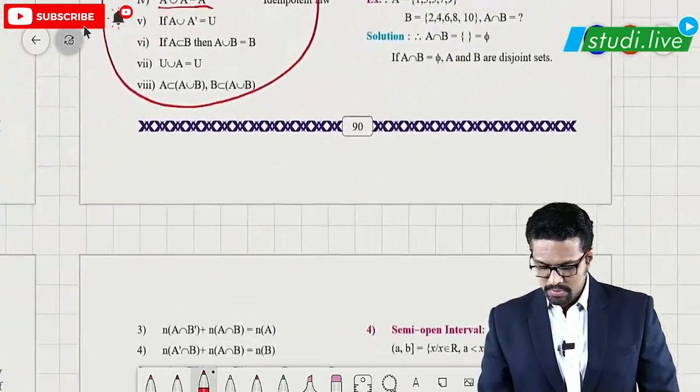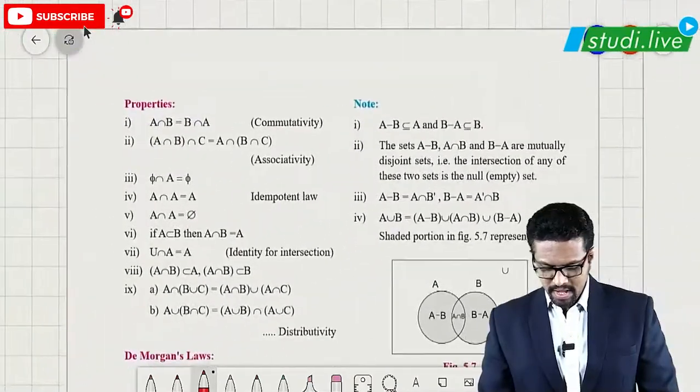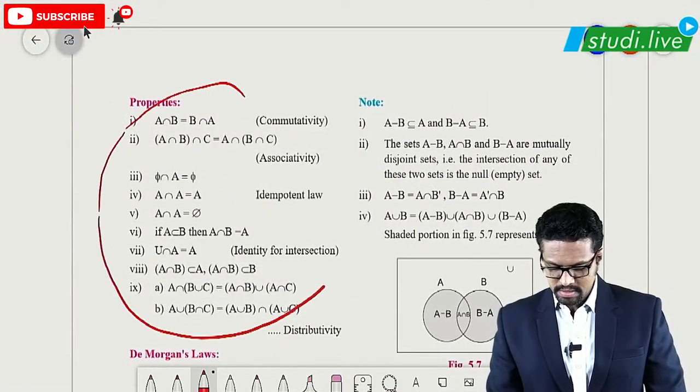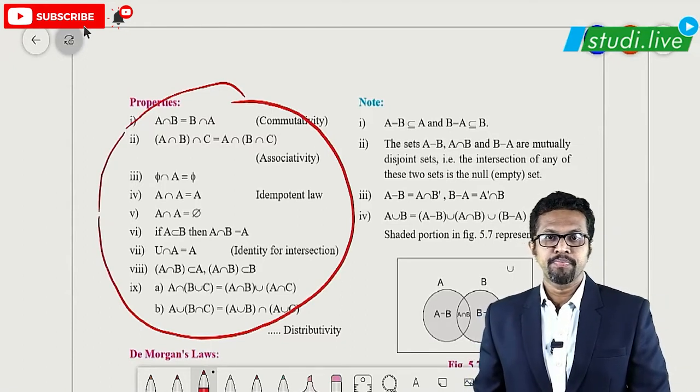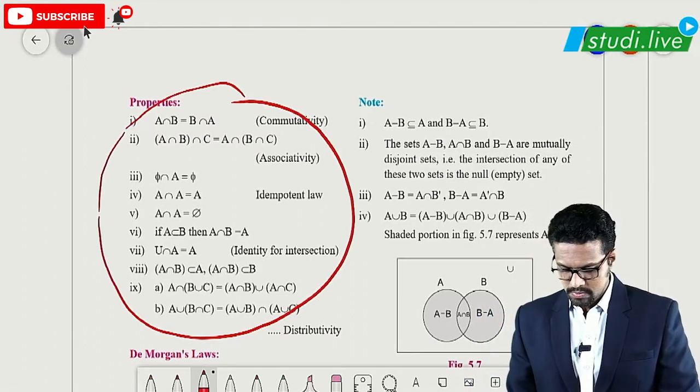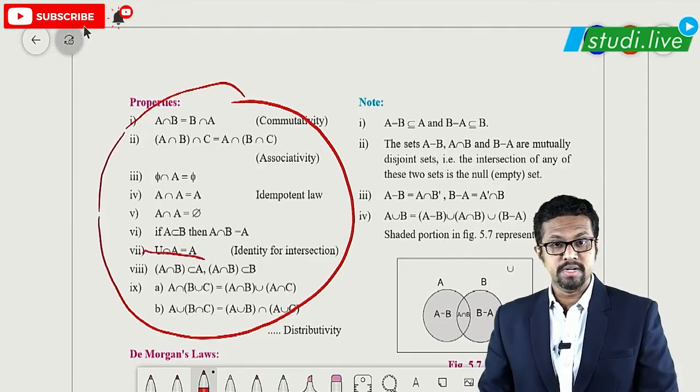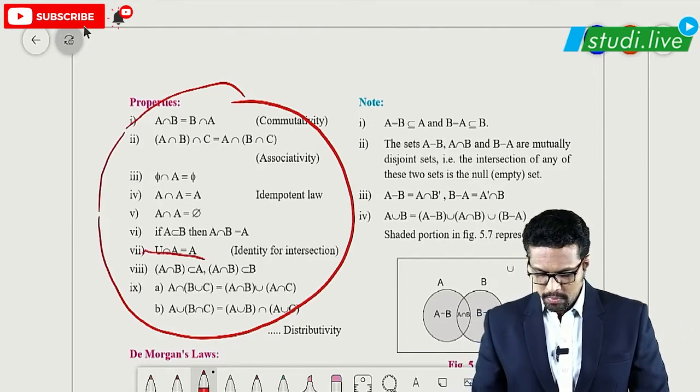So what are the properties of A intersection B that we have? These are all the properties. Again, you can see the commutativity, associativity, we have idempotent law. Intersection has these properties over here, what is the identity for intersection and all this. So these are the properties that we have.